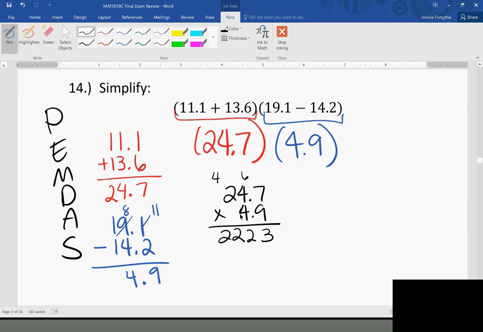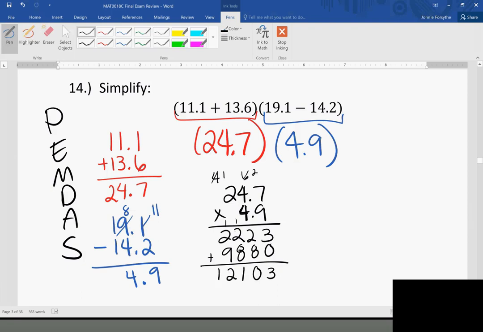Now to multiply the 4 here, I'm going to put a 0 placeholder. And then now we're going to say 7 times 4, which is 28. Carry the 2. 4 times 4 is 16, plus 2, which is 18. Carry the 1. Then 4 times 2 is 8, plus 1 is 9. So now we're going to add these up. 3 plus 0 is 3. 2 plus 8 is 10. 0, carry the 1. 2 plus 8 is 10, plus that 1 is 11. Carry the 1. Then 1 plus 2 plus 9 is 12.